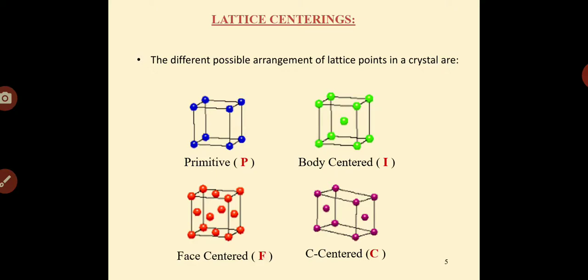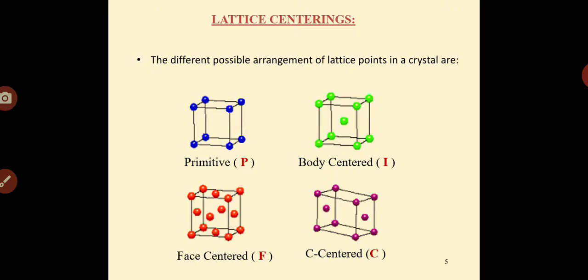Next, lattice centerings. The different possible arrangements of lattice points in a crystal are 4 types mainly. First one is primitive. Here the lattice points are arranged at the corners of the figure. Next one is body centered. Here lattice points are arranged at the corners as well as inside the body. There is one lattice point inside the body. To these lattice points, atoms or bases are attached that can convert it into crystal systems.